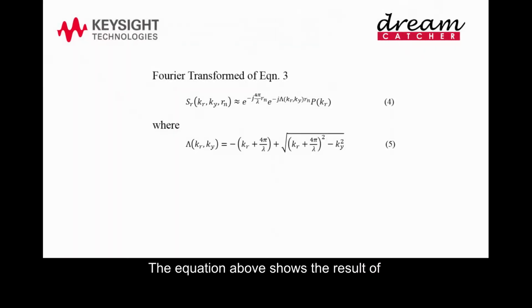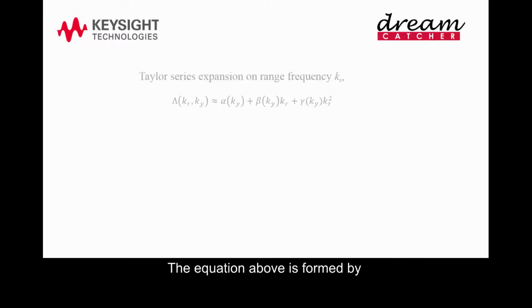The equation above shows the result of the Fourier transform of equation 3, in the spatial angular frequency domain. In early SAR development, the range Doppler algorithm has been the basis of most precision SAR processors. The RD algorithm is based on the series expansion of the transfer function phase in equation 5. The equation above is formed by using a Taylor series expansion on range frequency.